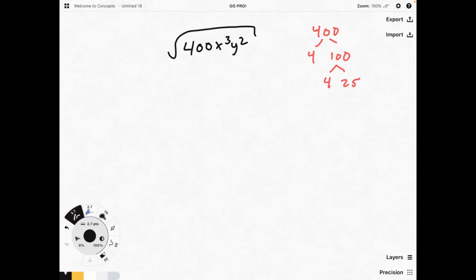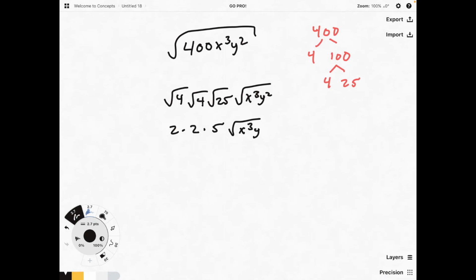Let's look at the 400 first before we go into the variables. With the square root of 400, we have the square root of 4 multiplied by the square root of 4 multiplied by the square root of 25, and then what's remaining is our x cubed y squared. So the square root of 4 is 2, the square root of 4 is 2, the square root of 25 is 5, and then we have the square root of x cubed y squared. 2 times 2 is 4, 4 times 5 is 20. We know that 400 is a perfect square because its square root is 20.